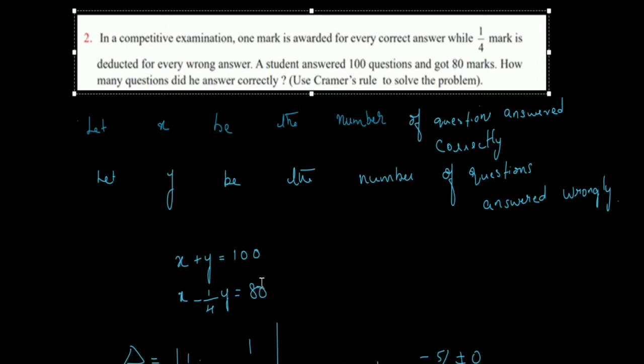But he did not get 100 marks. He got only 80 marks. Why did he get only 80 marks? Because there's some negative marking here. For every correct answer he gets 1 mark, and 1/4 mark is deducted for every wrong answer. So some questions he went wrong. That's the reason he got only 80 marks.